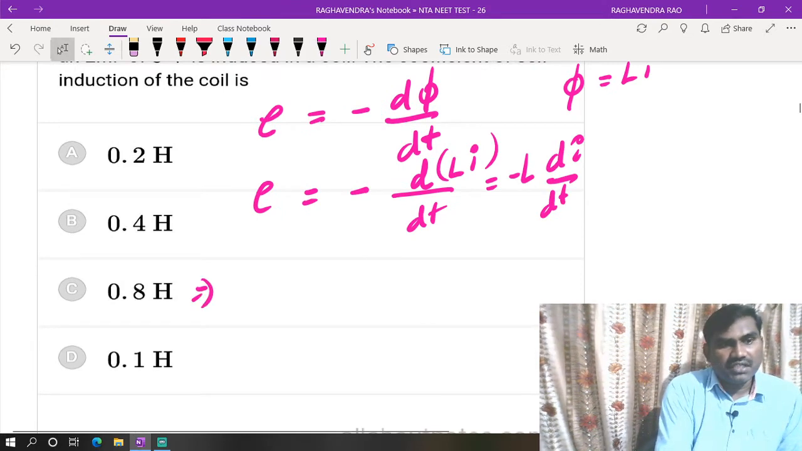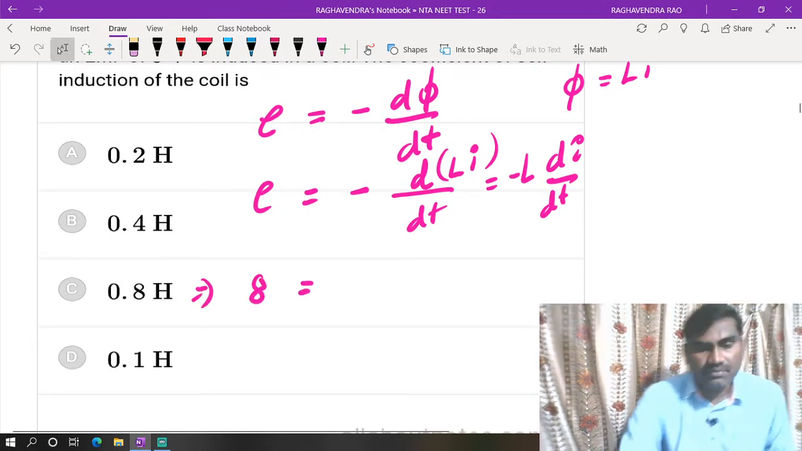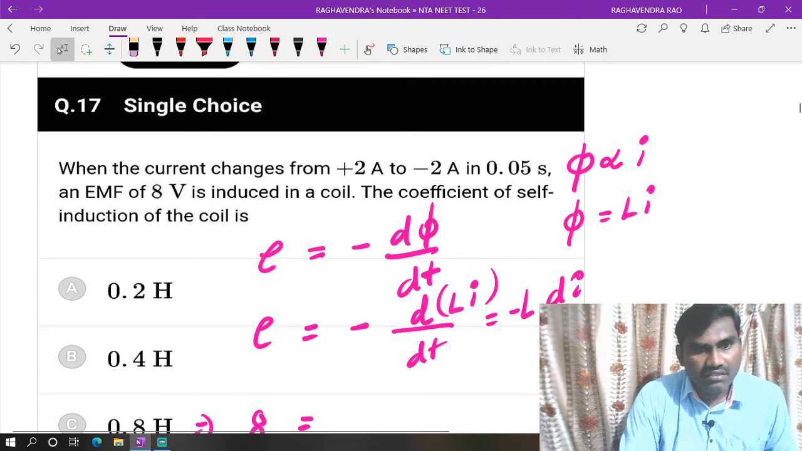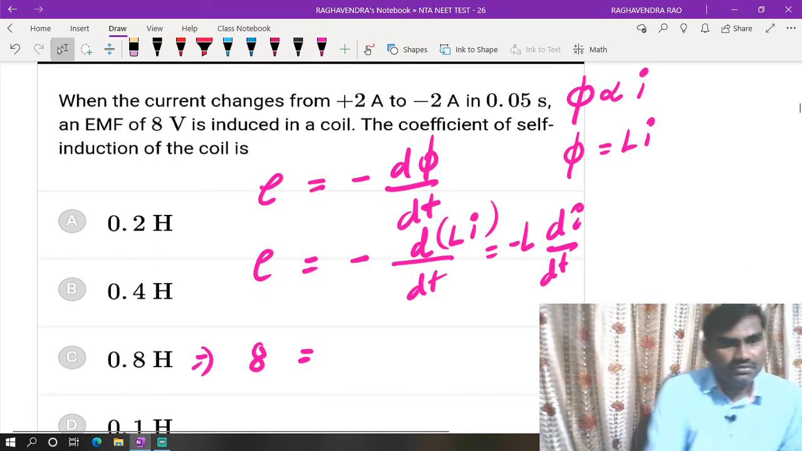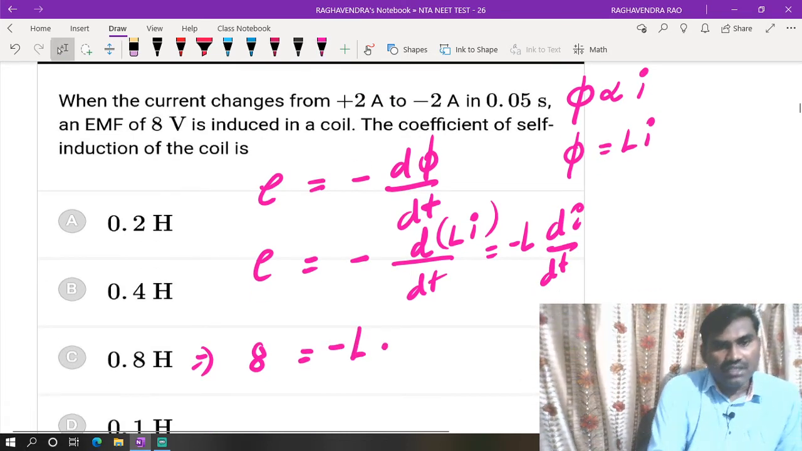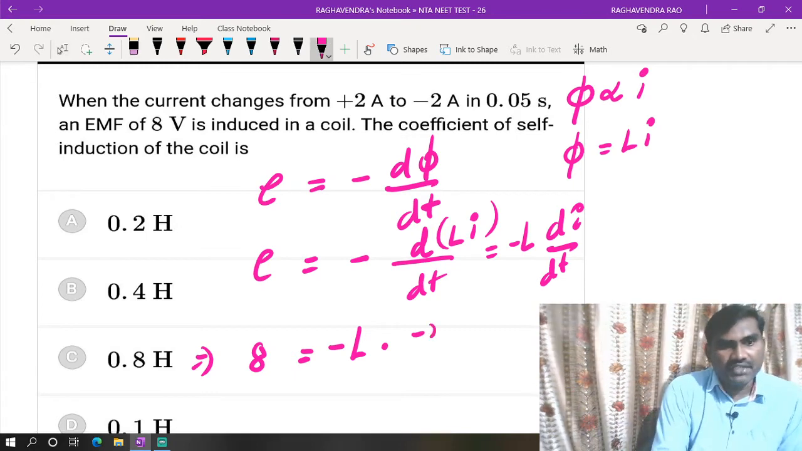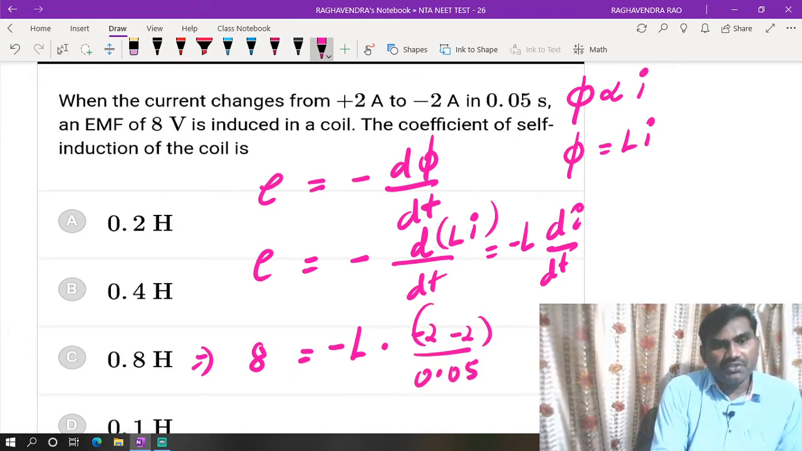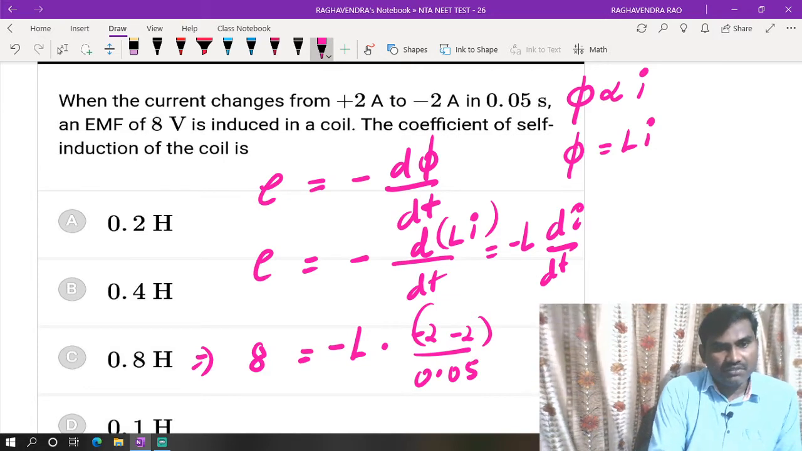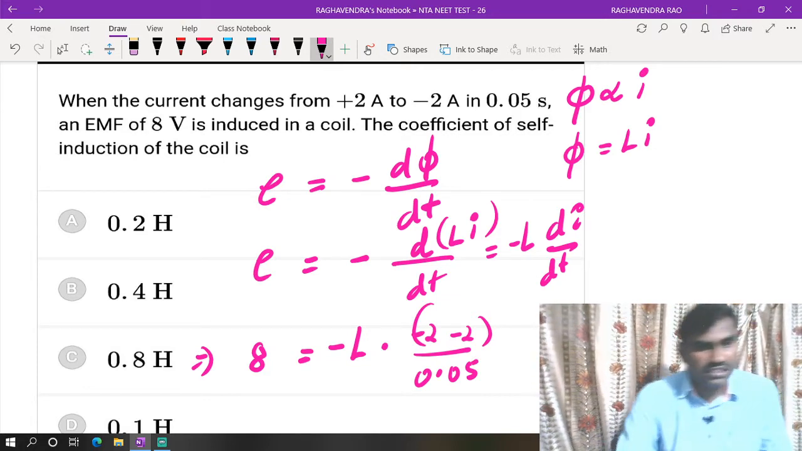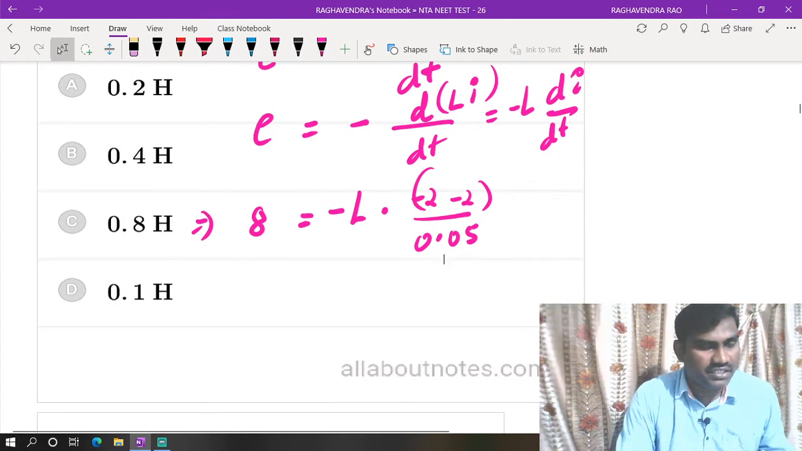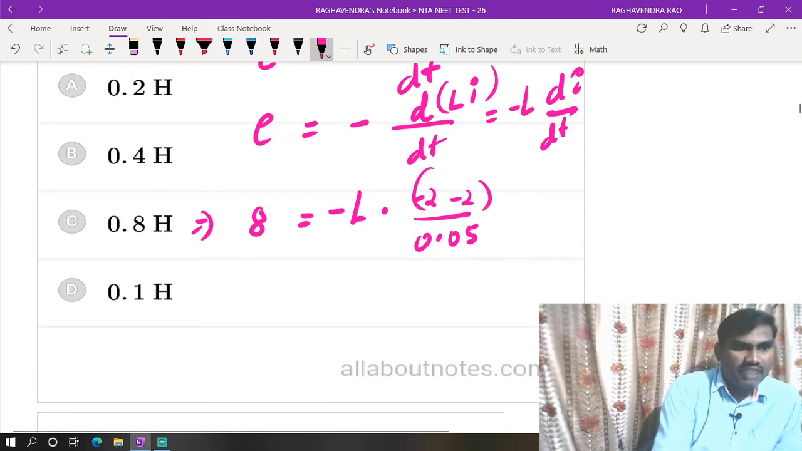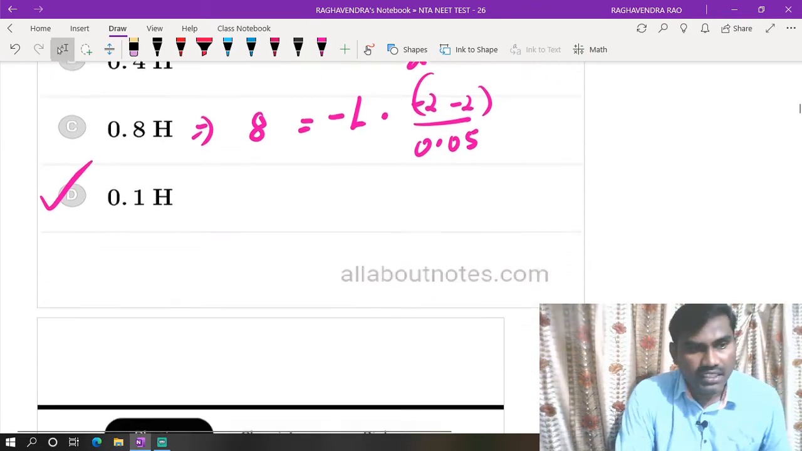Now we have this induced EMF given as 8 volt, and we have to find the L value, and the change in current is minus 2 by 0.05. This is minus 4. This will be equal to 5 by 800. So we simplify the equation and we will get the L value as 0.1 Henry.